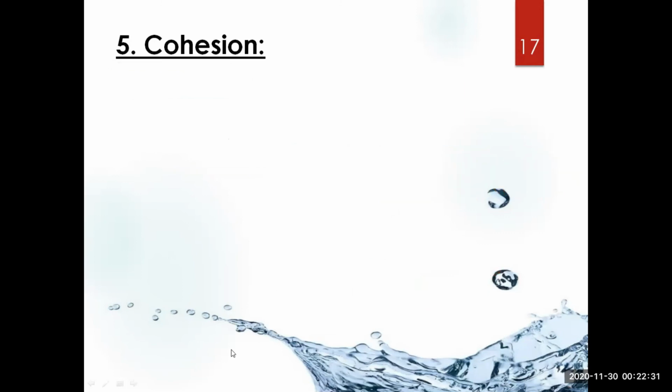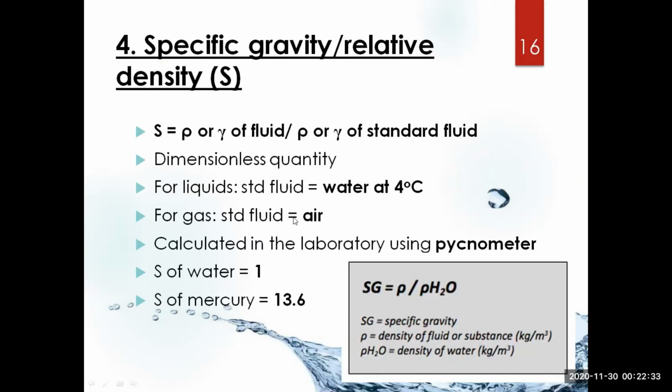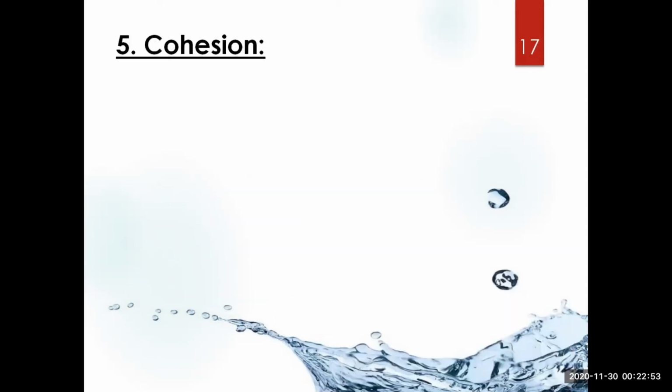So that is the fourth property, specific gravity or relative density. It is the ratio of mass density to the mass density of water. Hope you remember the values: for water, it is 1, and for mercury, it is 13.6, and it is determined using the pycnometer. So the next property is cohesion. What is cohesion? Cohesion is the intermolecular force of attraction between the same liquids.